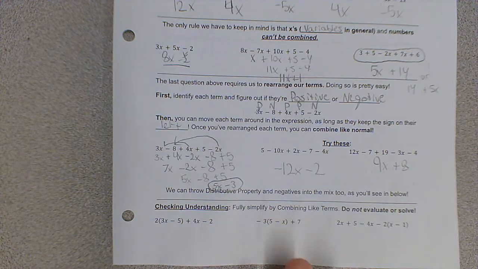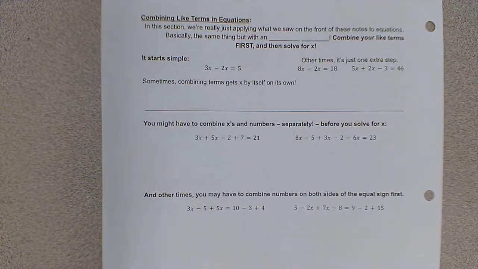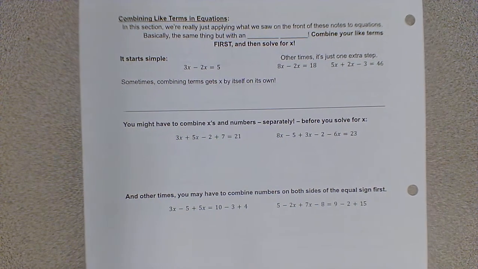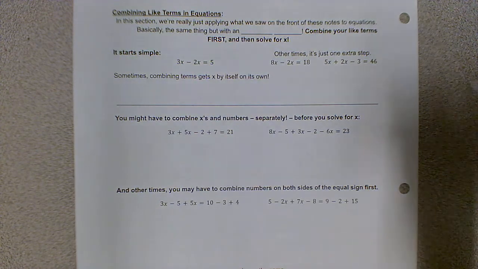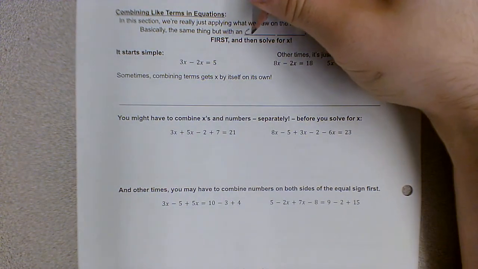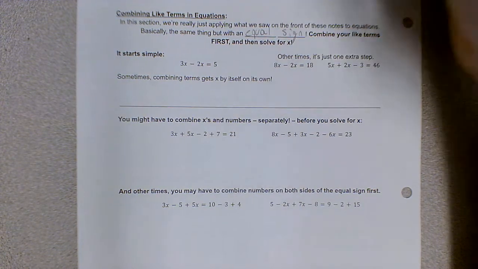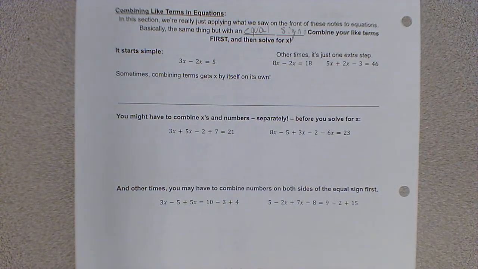All right, let's flip over. Okay, combining like terms and equations. In this section, we're really just applying what we saw on the front of these notes to equations. Basically, the same thing, but with an equal sign. Combine your like terms first, and then solve for x.